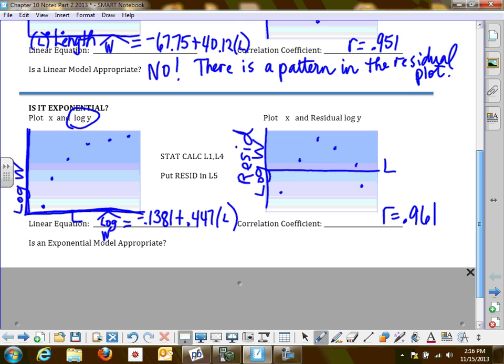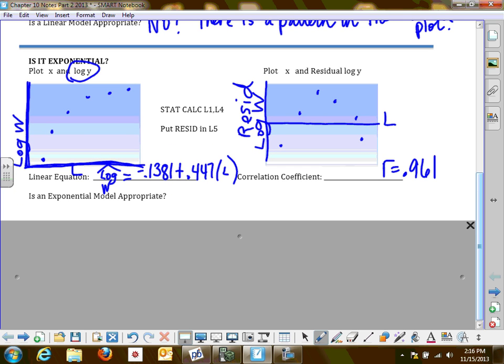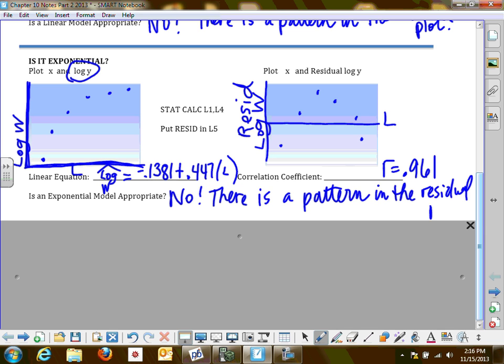We did have a stronger R value, okay, but was an exponential model appropriate? And we say no again. So that's what's happened: we have found a linear model and an exponential model. The reason this one is still not appropriate is because there is a pattern in the residual plot. Therefore, an exponential model is not appropriate. So we go to the next thing.